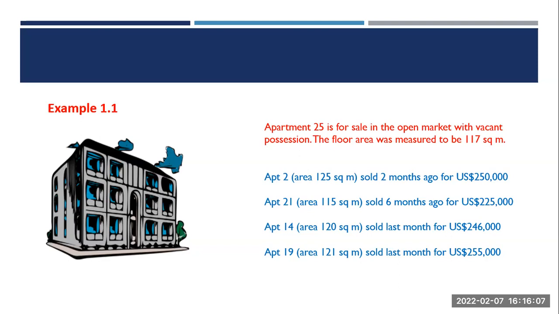Apartment 14, we have a record of this sale. It's 120 square meters, and it sold last month for $246,000. And finally, we know about a further apartment, apartment 19, and its area we're told is 121 square meters, and it sold last month for $255,000. What we have to do is take this evidence and analyze it and try to come to an opinion of value, what we expect apartment 25 would achieve if offered in the market for sale.